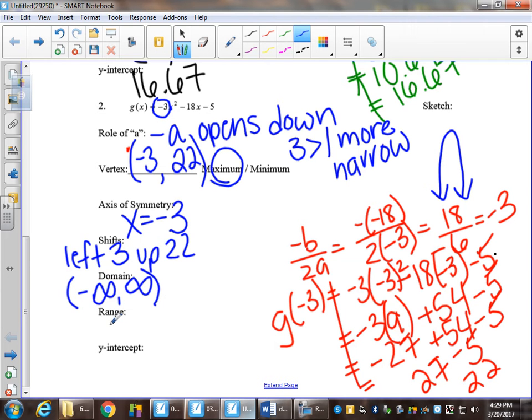Domain. Range, we have a negative a, therefore our range is going to be in the form based on our notes, -infinity, comma, y value. Y value is 22. And our y-intercept, given standard form, is always just our c value. And our c value is -5. And we're done.